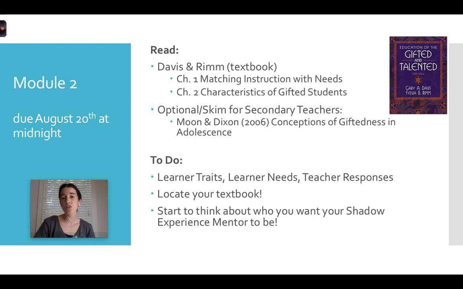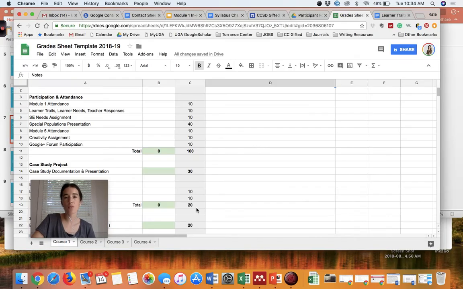The things you need to do is complete your learners' traits, learners' needs, and teacher responses assignment, and I'll show you that. Locate your textbook and start thinking about who you want your shadow experience mentor to be. So from there, I'm going to hop over to the website.